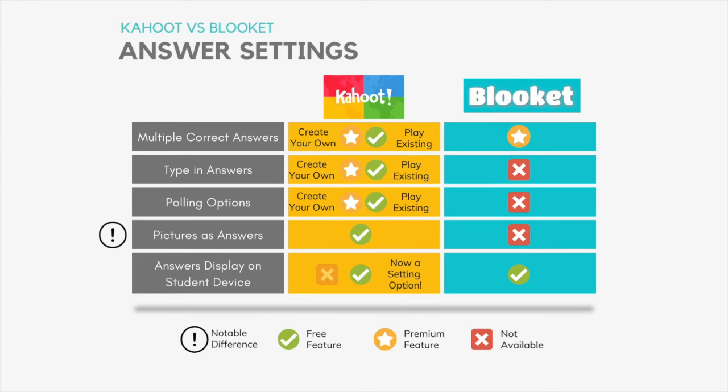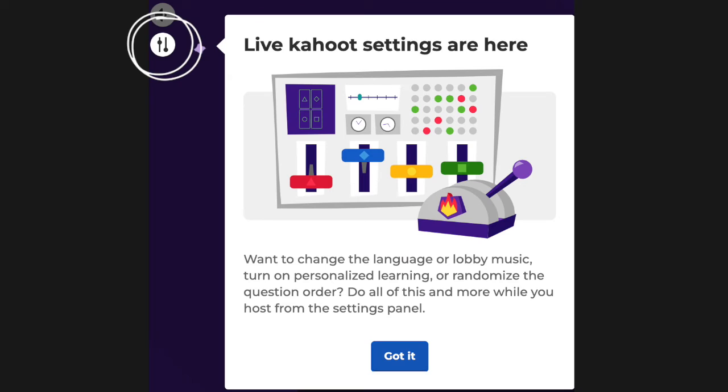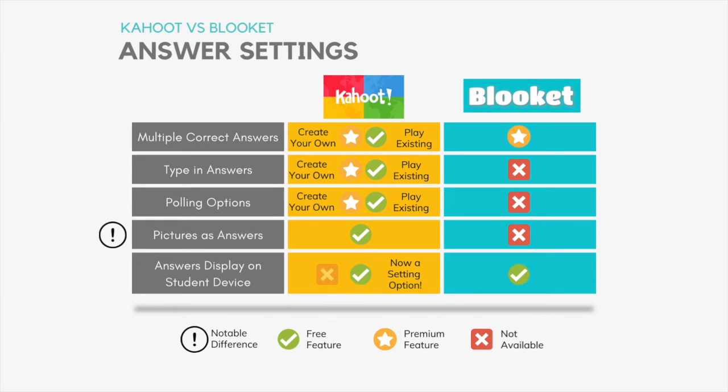Remember when we talked about the question settings? You could use pictures as questions for both, but you cannot use pictures as answers for Blooket, only for Kahoot. I am really excited about this next answer setting because Kahoot has made a change with this. They've added this setting where you can have answers displayed on student devices instead of them having to look up on the board to see the answer and then look down at their device to make their selection. Used to not be available. Now Kahoot has made that as an answer setting, and Blooket, that is the only option to look at the student device and make the answer selection.